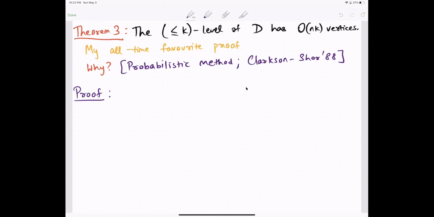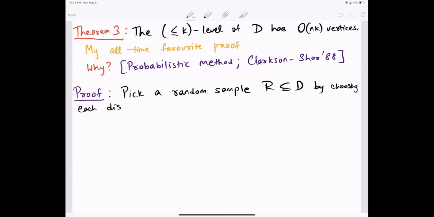Right, so the first step here is you write down: pick a random sample R from this D. So you have a collection of these disks. You want to pick a random sample from it by choosing each disk independently with probability 1 over k.